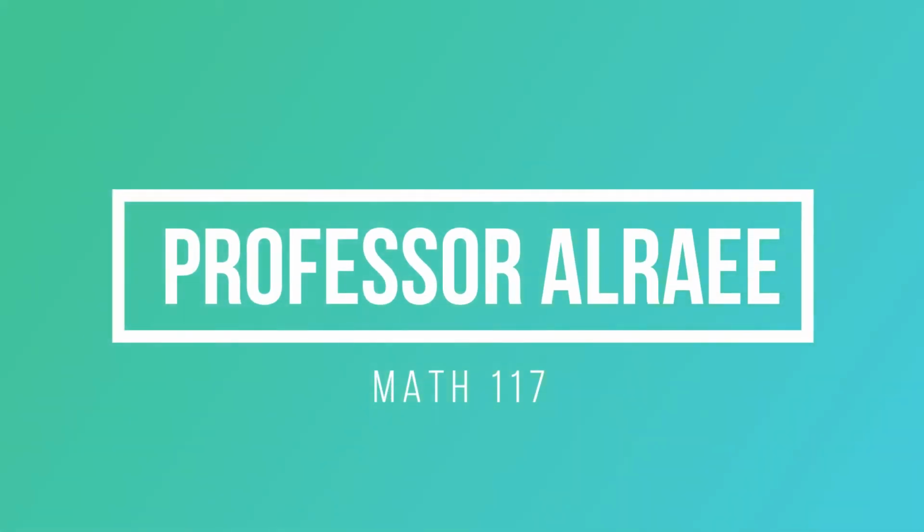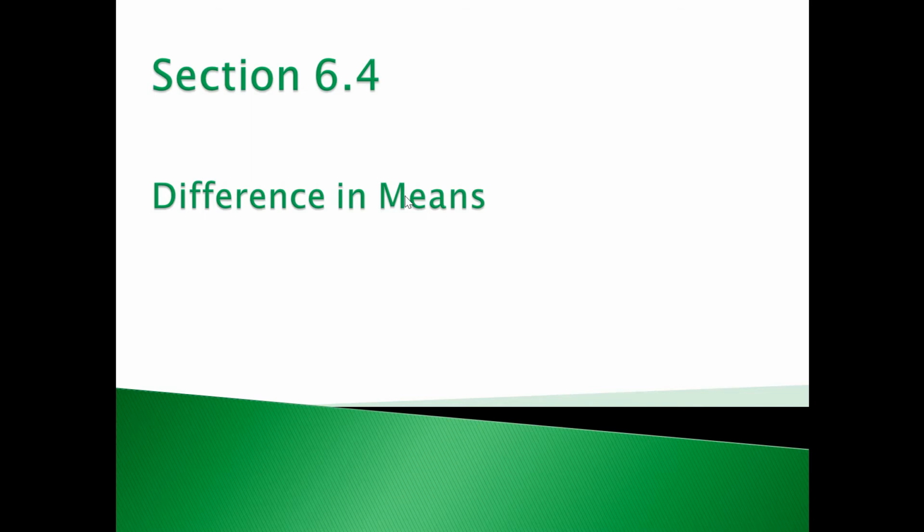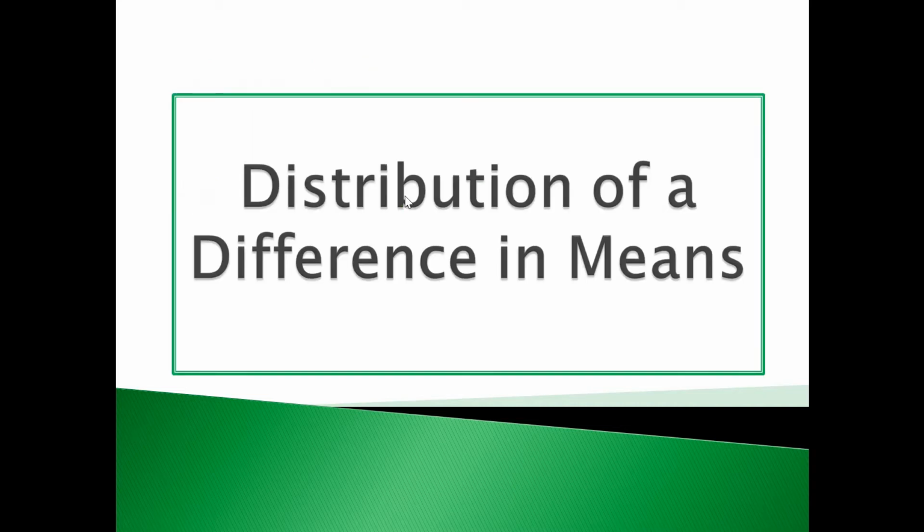Hello, this is Professor Arai in section 6.4, Difference in Means. For this section, we will follow the same order that we've been using throughout this chapter. First, we will talk about the shape of the distribution, then we will talk about the confidence interval, and we'll finish the section by talking about the hypothesis test. So first, we will start with the distribution of difference in means.